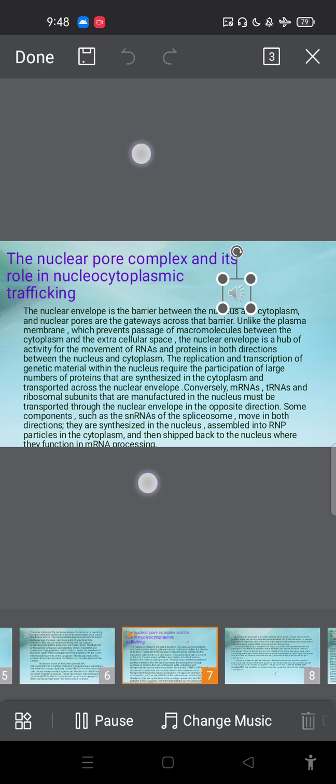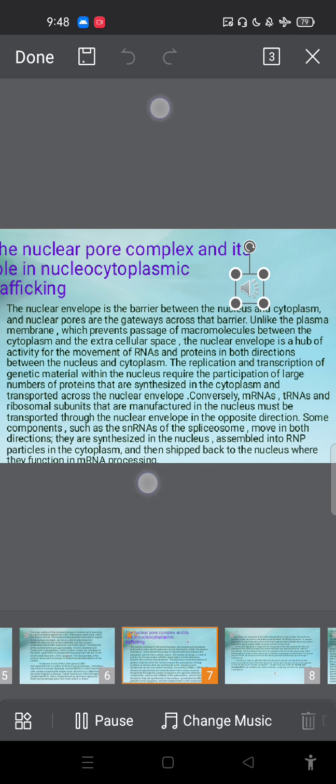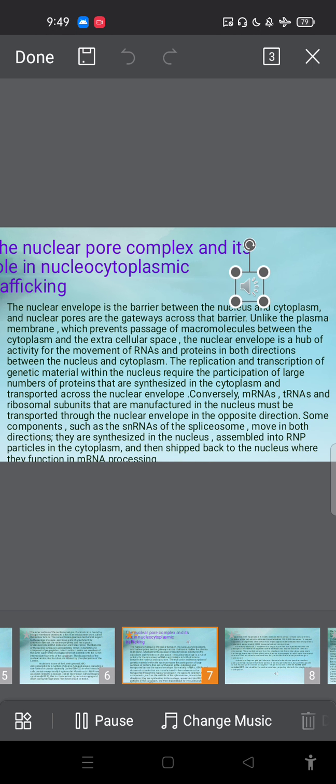Next one is the nuclear pore complex and its role in nuclear cytoplasmic trafficking. The nuclear envelope is the barrier between the nucleus and cytoplasm, and nuclear pores are the gateways across that barrier. Unlike the plasma membrane, which prevents passage of macromolecules between the cytoplasm and the extracellular space, the nuclear envelope is a hub of activity for the movement of mRNAs and proteins in both directions between the nucleus and cytoplasm.